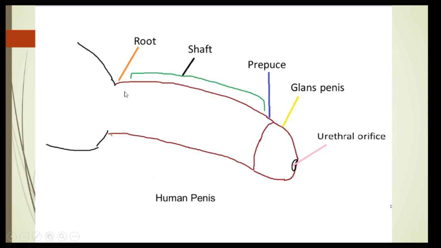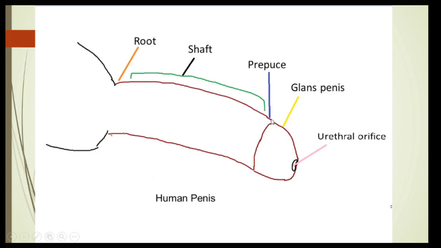Later on we can see the next part of the penis, that is the shaft. In this figure, just look towards this green line. From here up to here the shaft is extended, so this is the shaft. We'll see about the shaft in detail later on.